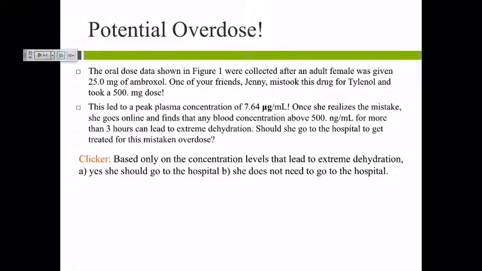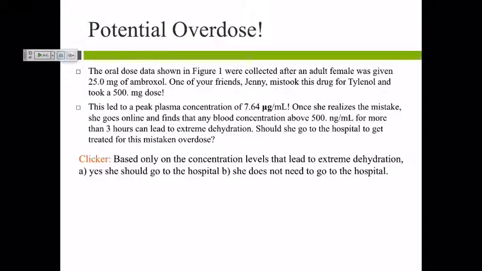Well, we need to know how long the ambroxol will stay in her system, because her peak is at 764, but it has to be above 500 for that many hours before it's a problem. So if it just peaks really quick and then goes down really quick, then she wouldn't have to go to the hospital if it's before the 3 hours. So we would need that to be able to figure that out.